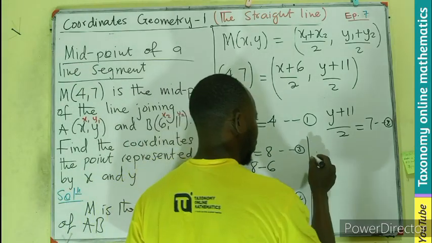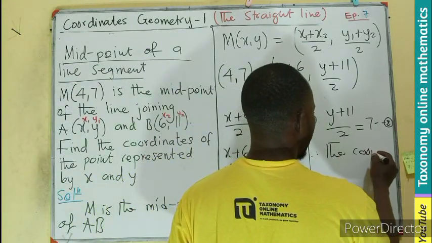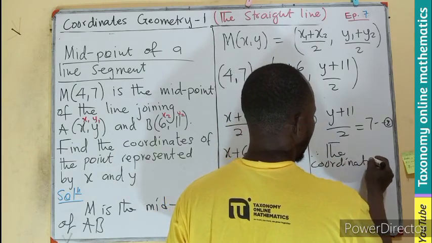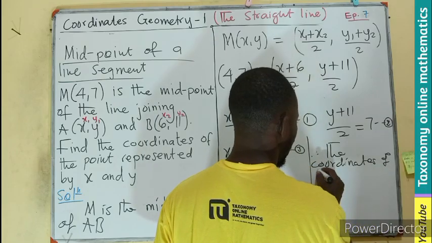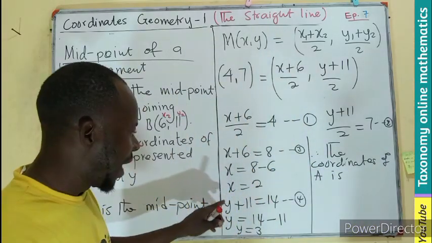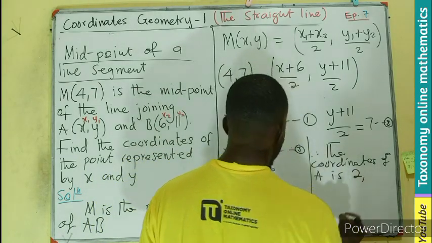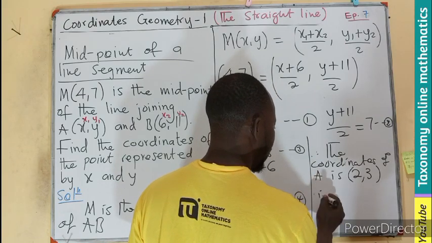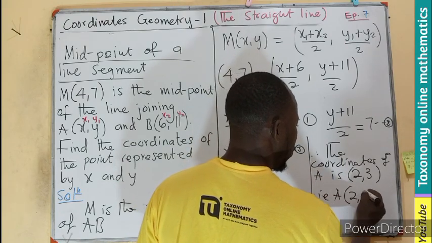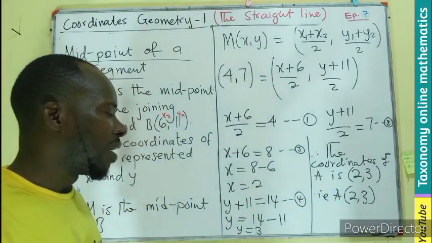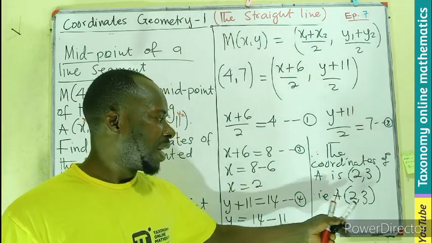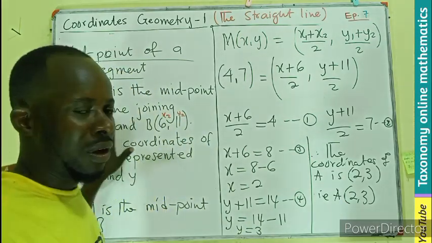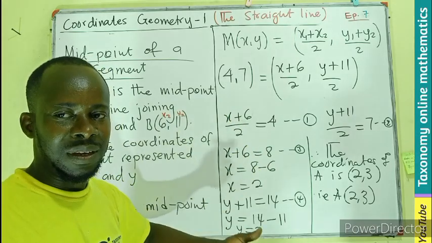Therefore, the coordinate of A is going to be (2, 3), where the x coordinate is 2, as we found, and the y coordinate is 3. I hope the concept of applying the midpoint formula in finding the endpoint of a line segment is understood.